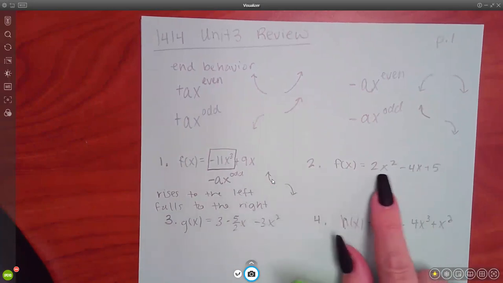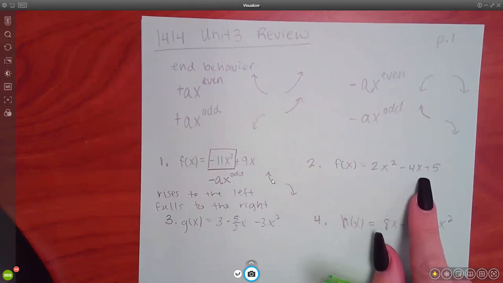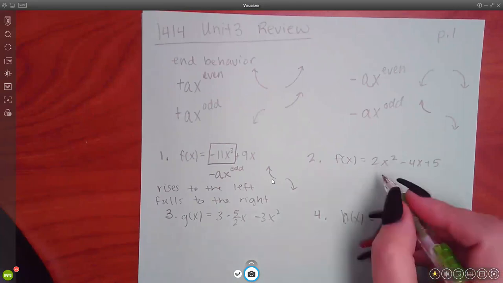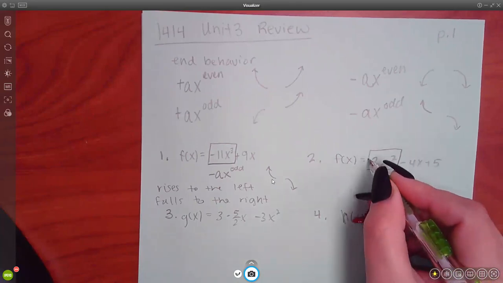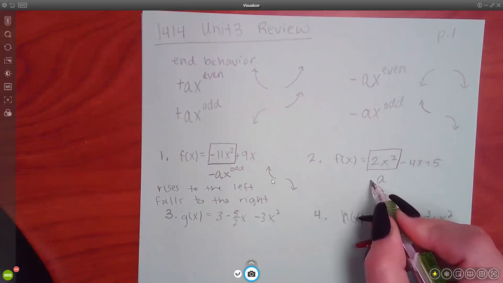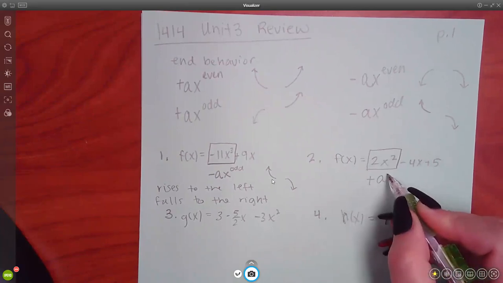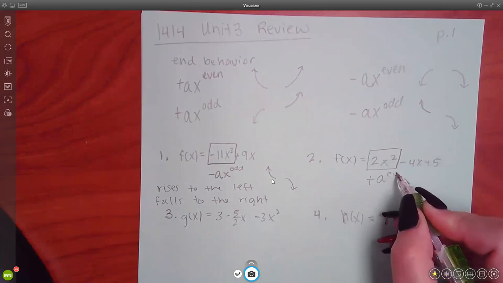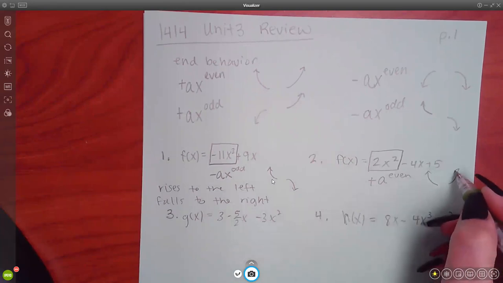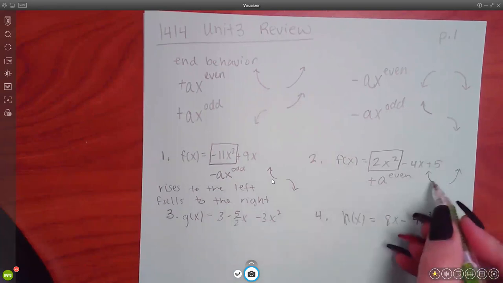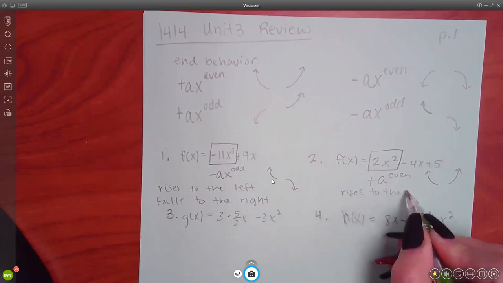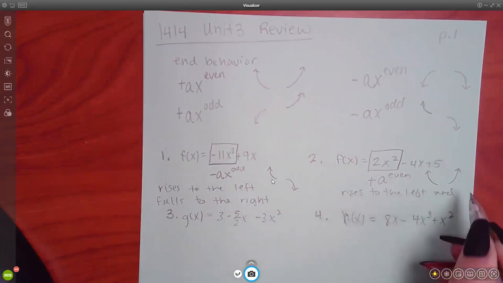Now here, is number 2 in descending order? It is, so I'm just looking at the front term. In this situation, is my a positive or negative? Positive, and is my exponent even or odd? Even. So it's going to look like that top one. And what does that one do? It rises on both ends, so you're going to say rises to the left and the right.